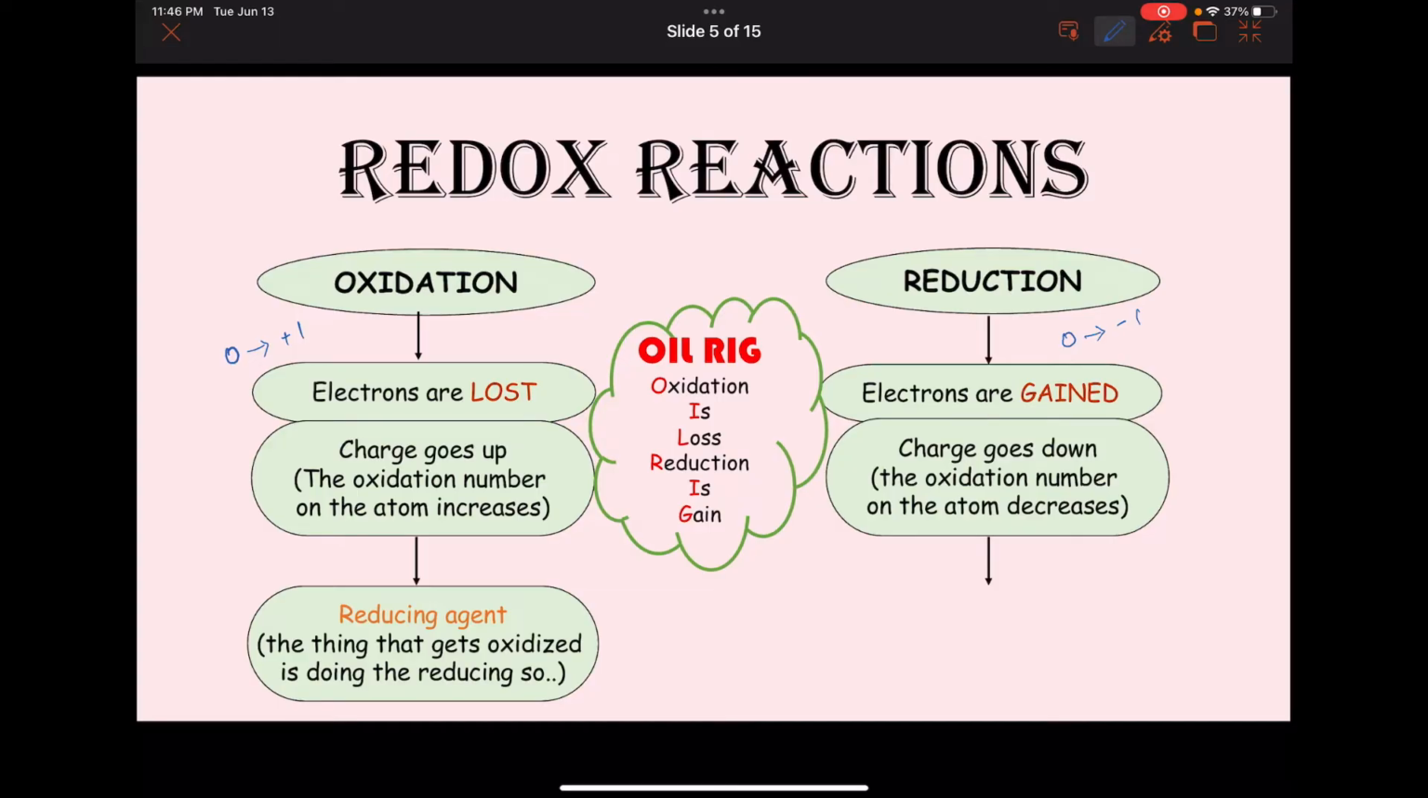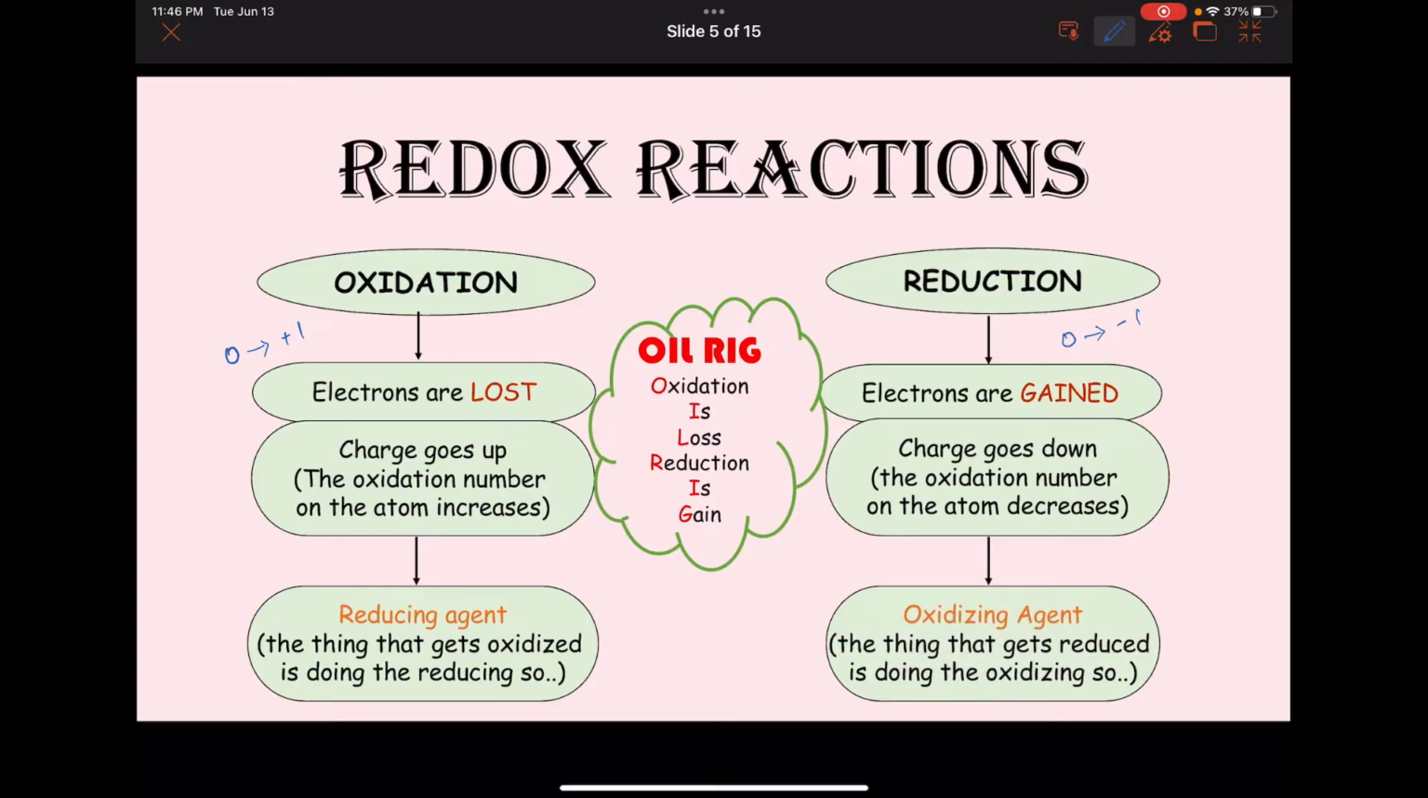Let's say we are looking at a reaction, and in that reaction sodium is oxidized. So we'll say sodium is oxidized and it is the reducing agent. The substance that is reduced is the one that makes oxidation possible, so this one is also called the oxidizing agent.